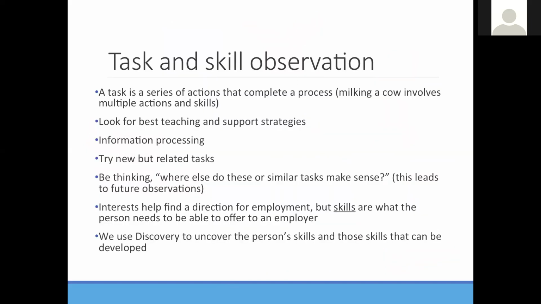So with skill and task observation, a big thing is knowing, okay, so what's a skill and what's a task? So a task is a series of actions that complete a process. Milking a cow involves multiple actions and multiple skills that make up the task, right? We also are looking for the best teaching and support strategies. A lot of people may not want that verbal support, but they may want a visual support. Or, oftentimes our best teaching is done without using words, because words can be confusing.